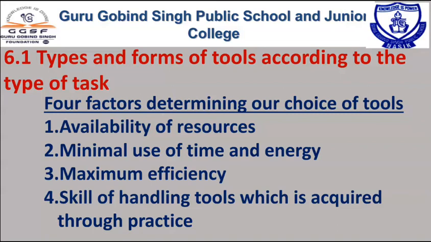So, availability of resources. For example, if resources are available around you, then you can choose the particular object. Recently we took an example: while taking out the shiny object from the ground, suppose resources are available. For example, the branch of a tree, or any stick, or a pointed stone is available. If resources are available, then we can choose the tool. Understand? It means availability of resources. Then, minimal use of time and energy.